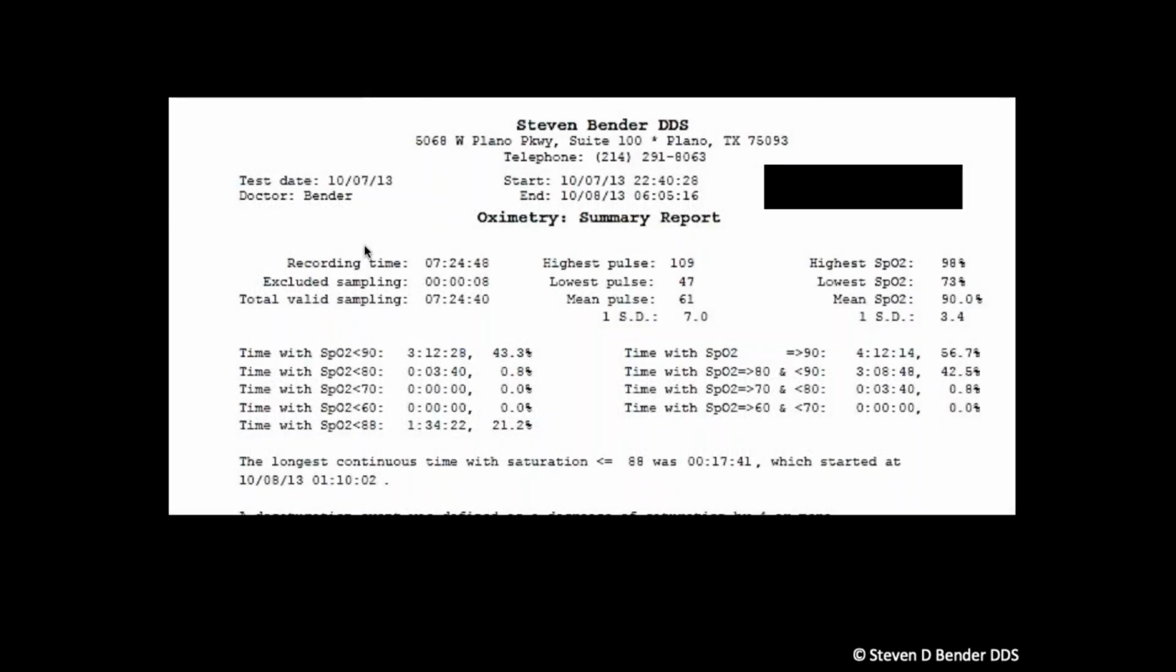So this is a reading, partial printout of a reading of pulse oximetry. This is in the particular program I use, which is called Profox. This is the top part of the page. And so the important numbers, again, are time below 90. So this particular person, time below 90 was 43.3%, which again is more than the 1% that we want.